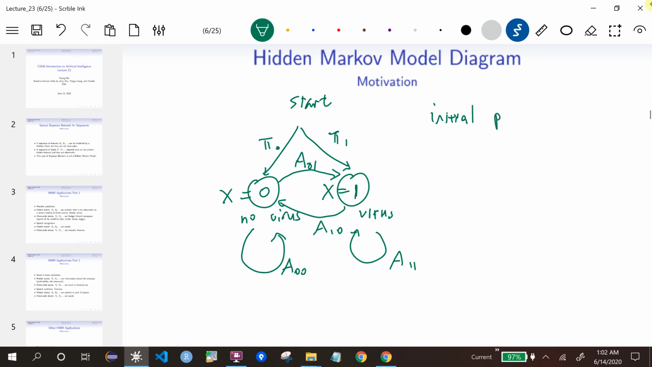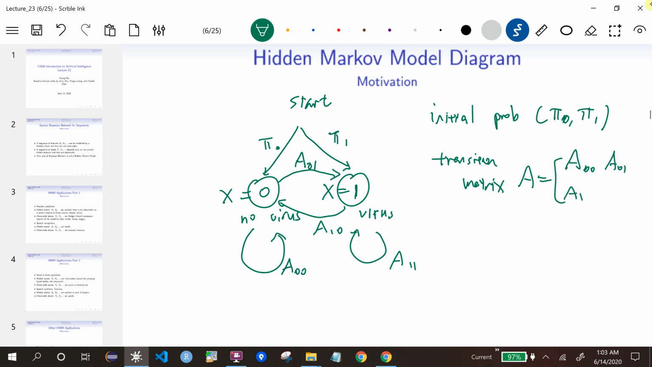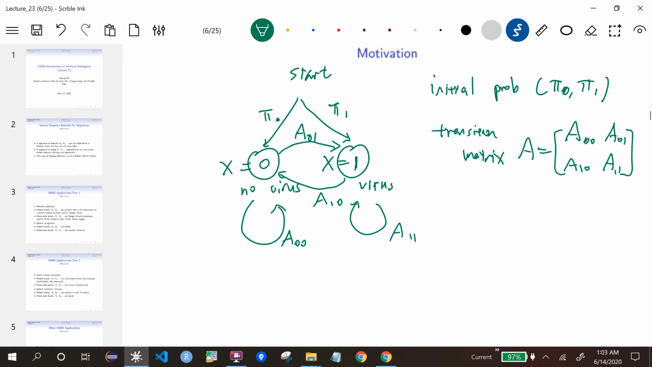And so the initial probabilities is a vector of the length of all possible states of each x. And the transition matrix, you should remember this from last lecture. It's basically a model of Markov chain. It's A with A00 and A01, A10, and A11. And we need to add a new kind of conditional probability table of the label given the underlying state.